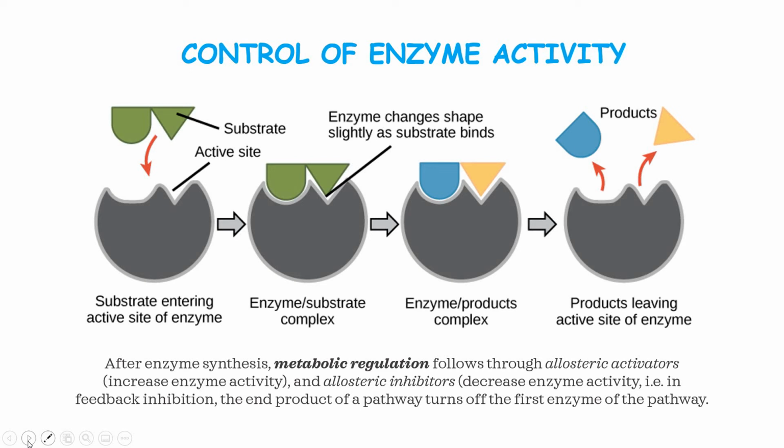Halimbawa, there are sets of commands from the genetic material that says that a particular process must be carried out by the enzymes, then it's going to happen. But kung wala, edi wala. Next way of controlling enzymatic activity is through metabolic regulation. So, it follows through allosteric activators, which increase enzyme activity, and allosteric inhibitors, which decrease enzyme activity, such as in feedback inhibition. The end product of a pathway turns off the first enzyme in the pathway. So what it's trying to say is this.